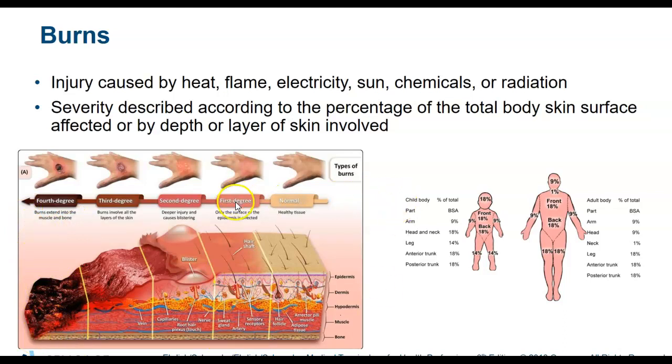So again, first degree, just red. Second degree is blisters. Third degree, all layers of the skin. Fourth degree is all the way down to the bone.